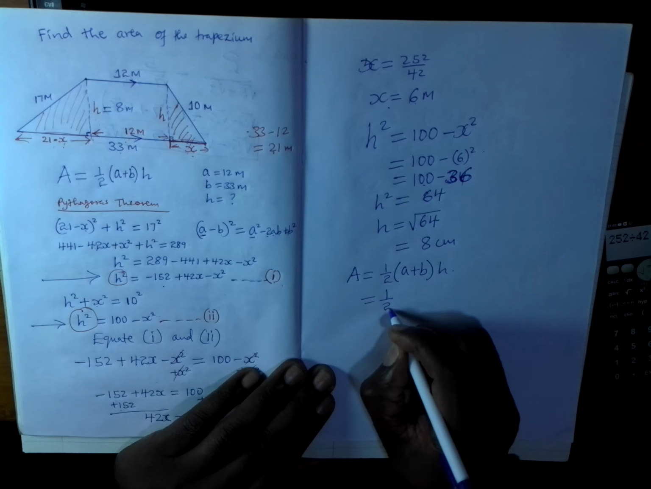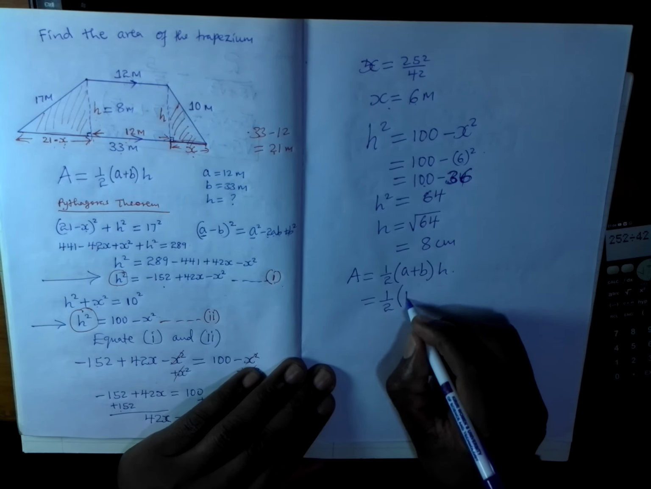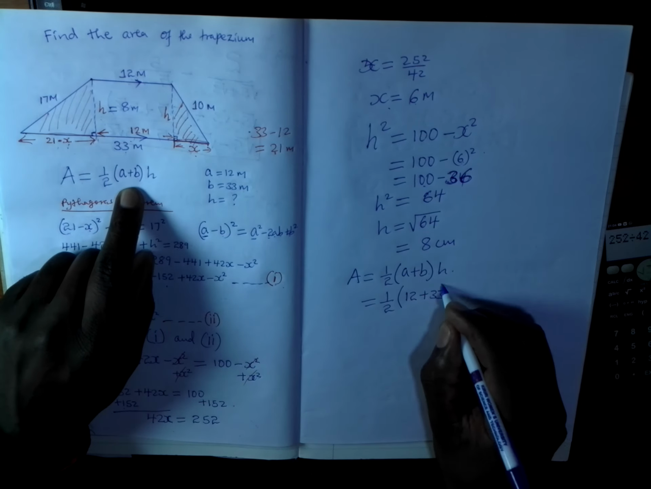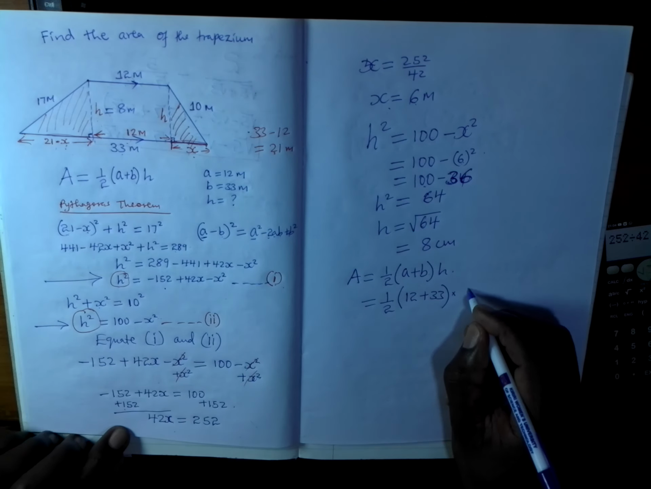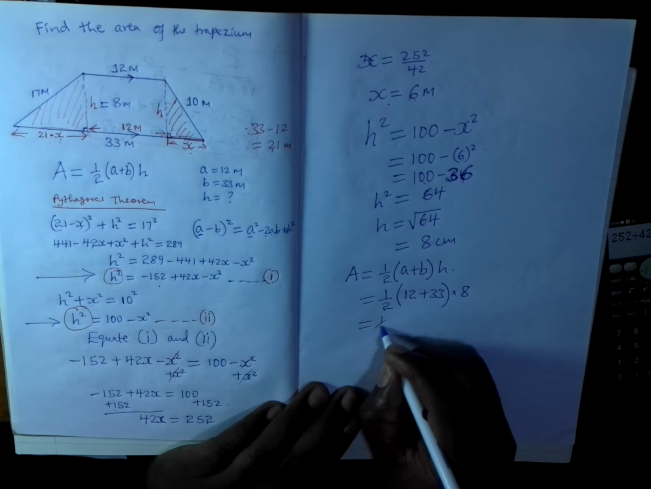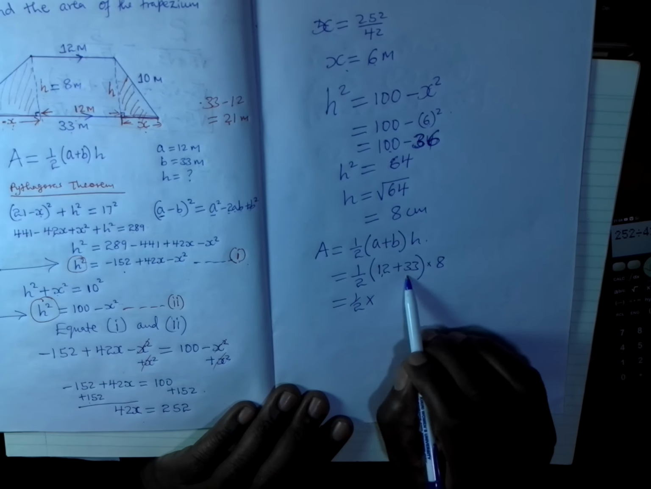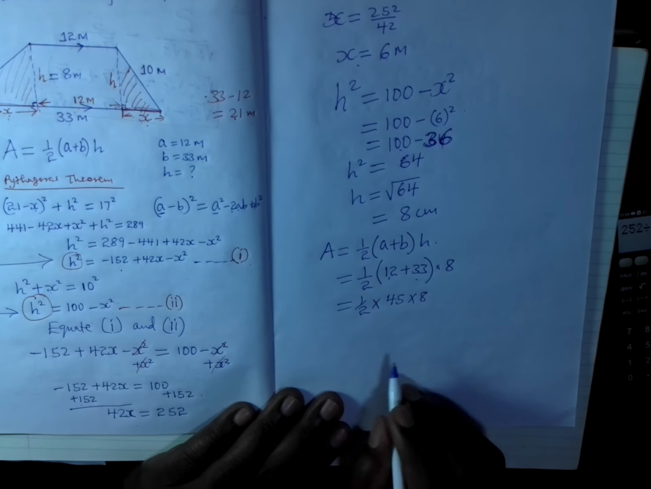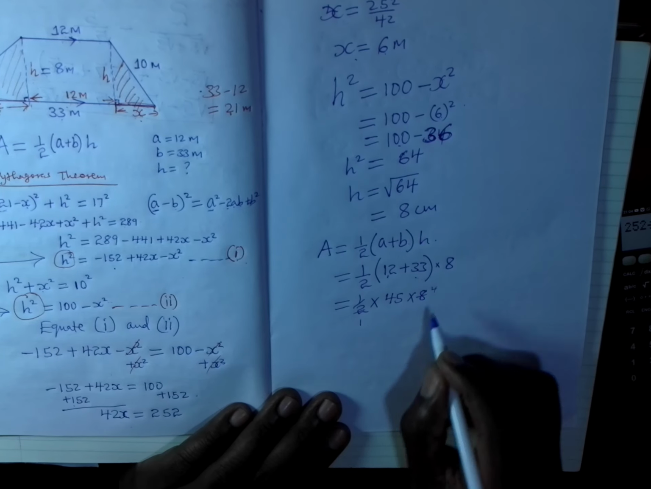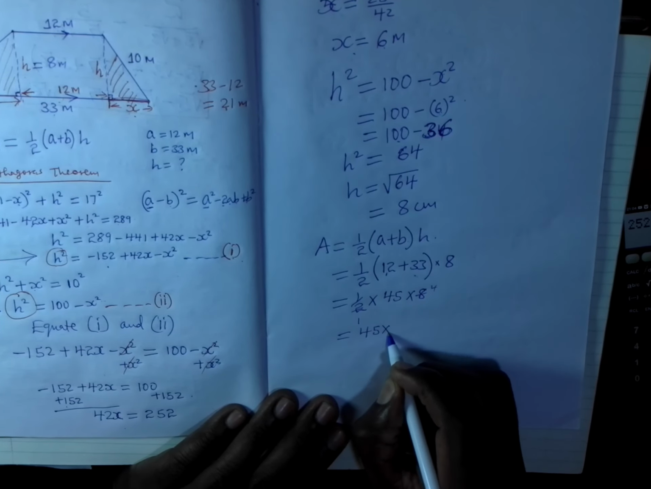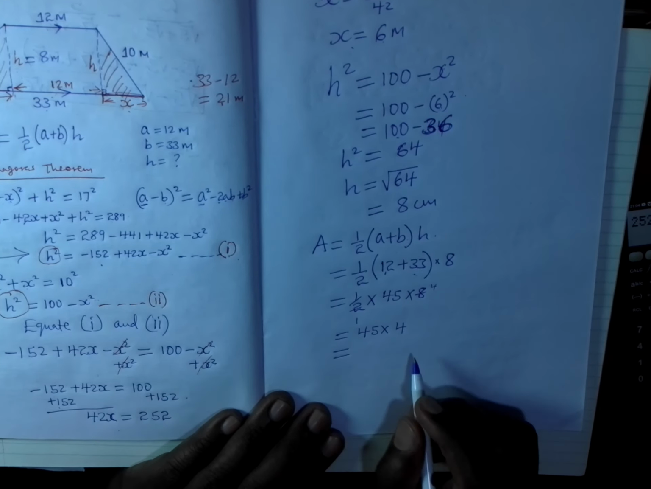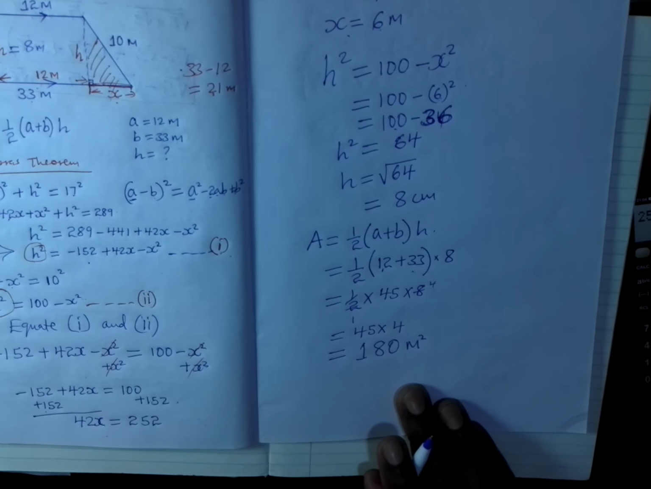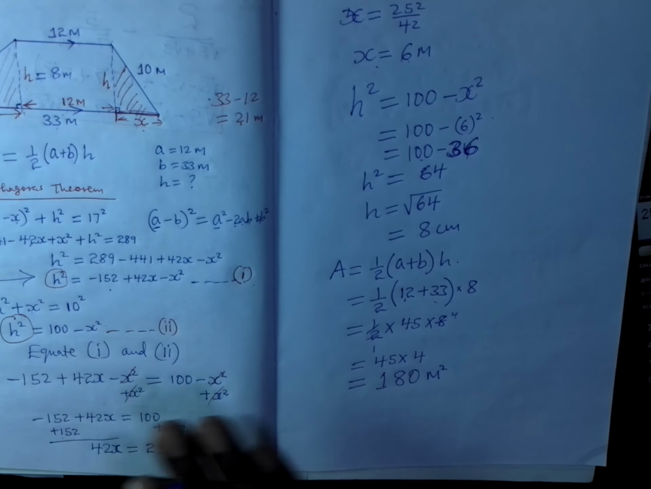Now we can use the formula to get the area. So that is a half times A, which is 12, plus B, which is 33, times h, which is 8. So this is a half times 12 plus 33, that is 45, times 8. Half of 8 is 4. Therefore, 45 times 4, we end up getting 180 square meters. And that's how we solve this particular problem.